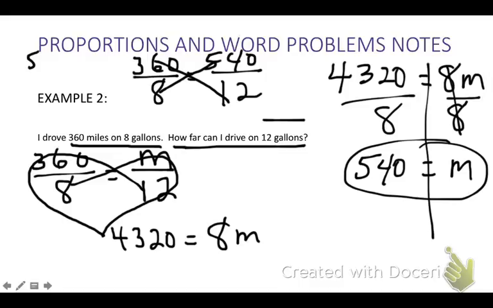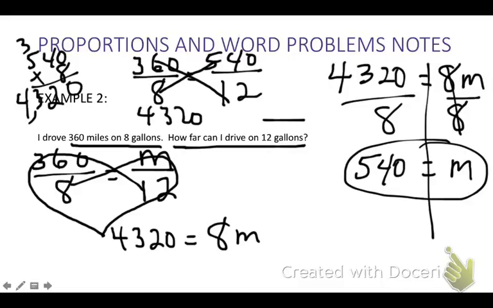I can prove it right here. We're multiplying. 8 times 4 is 32. 4,320. So yes, it does. It checks. Both of these cross products are equal to 4,320. So since 4,320 equals 4,320, we know that this solution is correct.